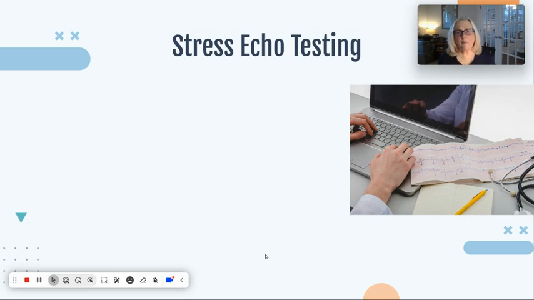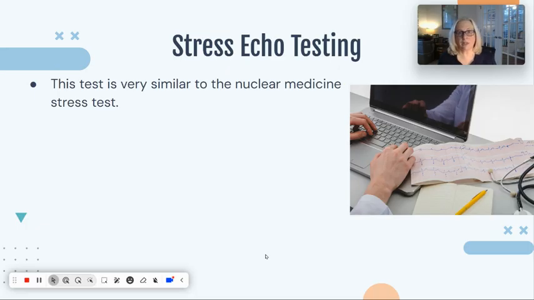There's another stress test called the stress echo testing. It's very similar to the nuclear medicine test where they have pictures before and after the stress part. I do this at the hospital too. I run the stress machine. The nuclear medicine tech or the echo tech runs just the pictures before and after. So we work very closely together in the hospital. We have to be on the same page. We work on the same schedule. We work with the same patients.